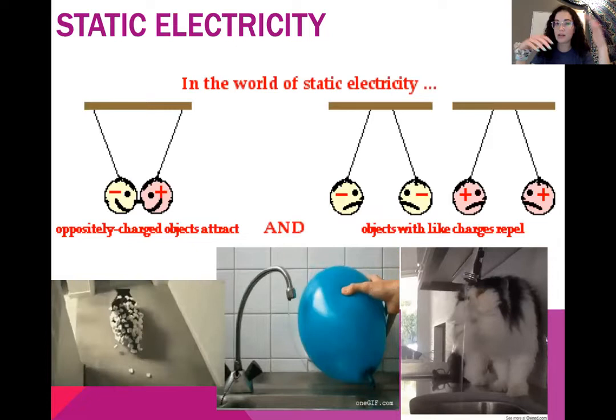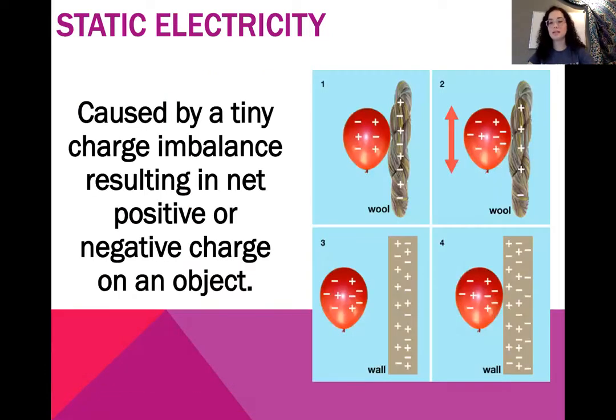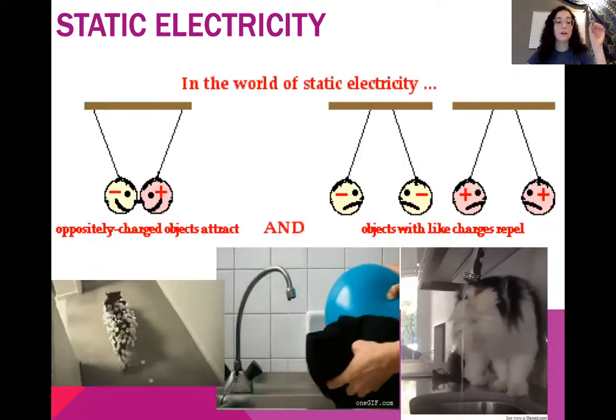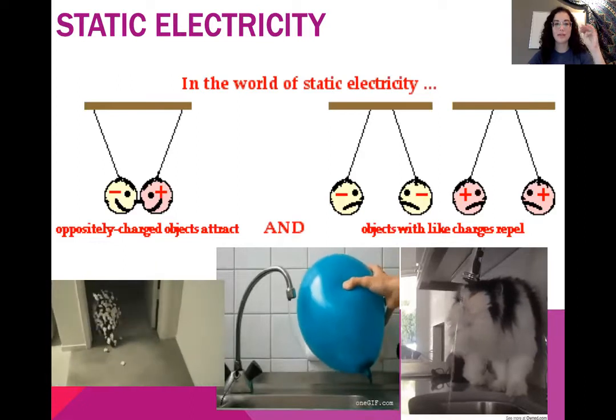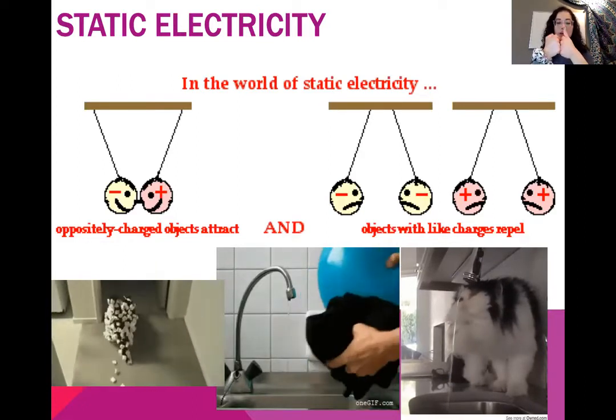Have you ever heard that? Opposites attract? Physics is why. So if we look back at this, we've got these negative charges at the edge of the balloon that are attracted to the positive charges in the wall. And that's what makes it stick. In your notes, please make sure you write down that in electricity, opposites attract, like charges repel.